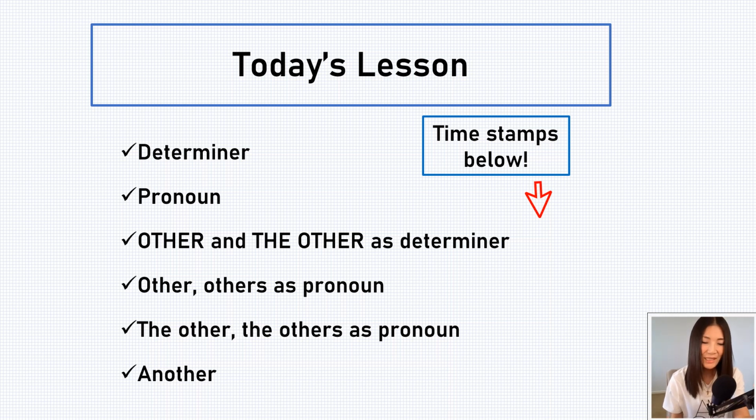In today's lesson, we are going to talk about all the different ways we use the word other. We're going to look at the difference between the words other and the other when it is in front of a noun, and we will also talk about the words other, others, the other, and the others when they are being used as a pronoun. And just for fun, we're going to talk about the word another, also used as a determiner or a pronoun.